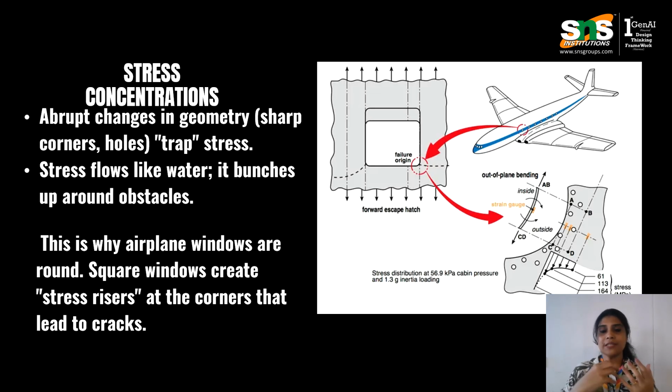This is why we use rounded corners in high stress areas. A sharp 90-degree angle is a magnet for failure. When we see a crack in a structure, it almost always starts at a stress riser, a tiny point where the geometric forces make the stress skyrocket beyond what the material can handle.